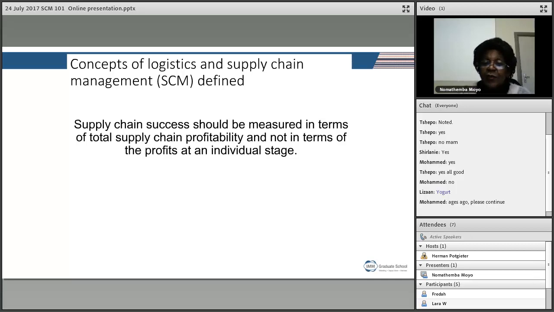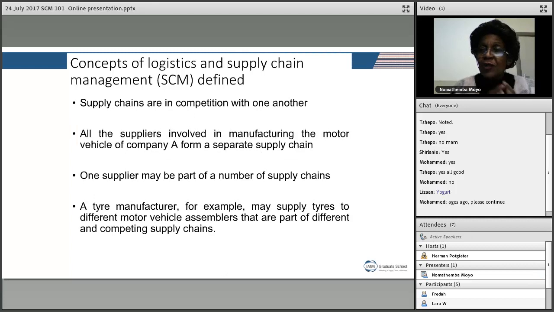Supply chain success should be measured in terms of supply chain profitability, not in terms of profits of individuals. We are saying all the members, all the supply chain partners should at least benefit. All of them should profit, not only some. They are all a team. It's a win-win for everybody who is a partner.